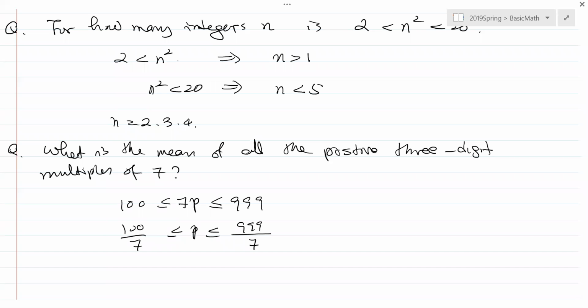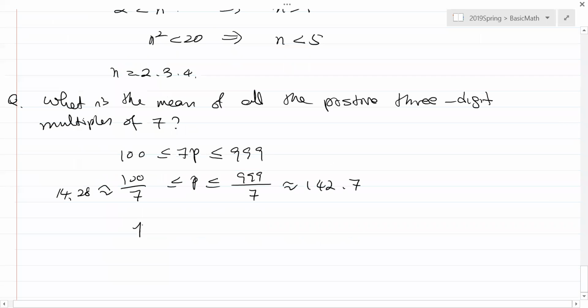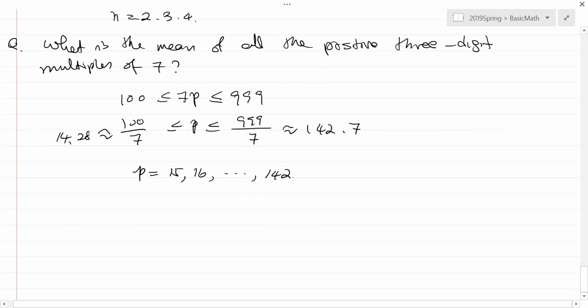Okay, so 999 divided by 7 is about 142.7. And 100 divided by 7 is 14.28. So the value for P should start from 15, 16, all the way to 142. Okay, question is how many such P are there in total, right? Total number of this P is 142 minus 14. I think the total number is 128 such numbers. Okay, this is 128 such numbers.